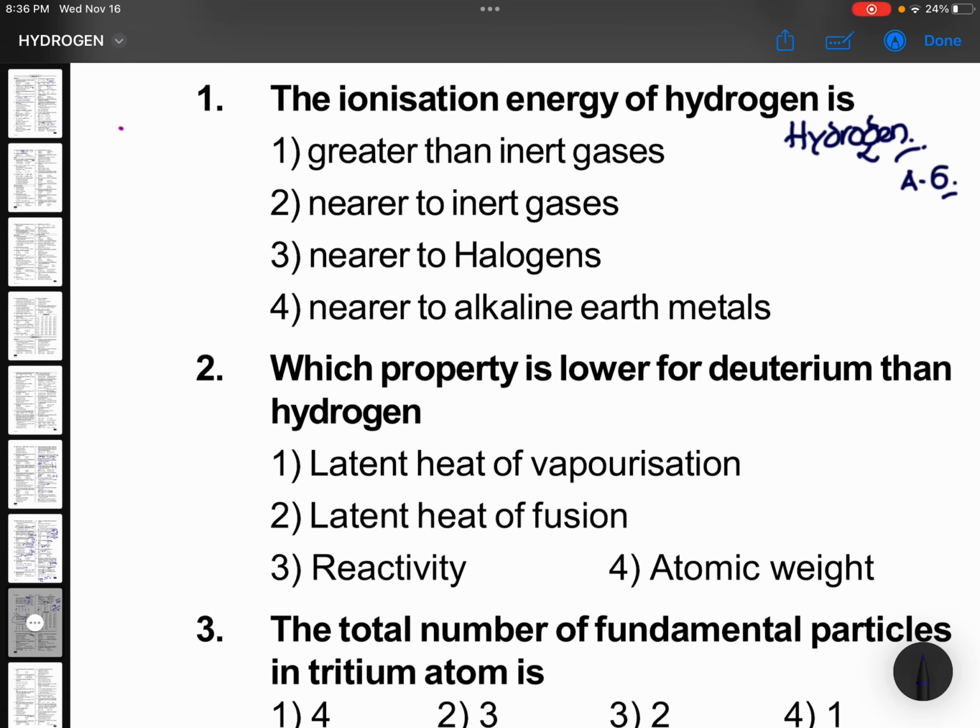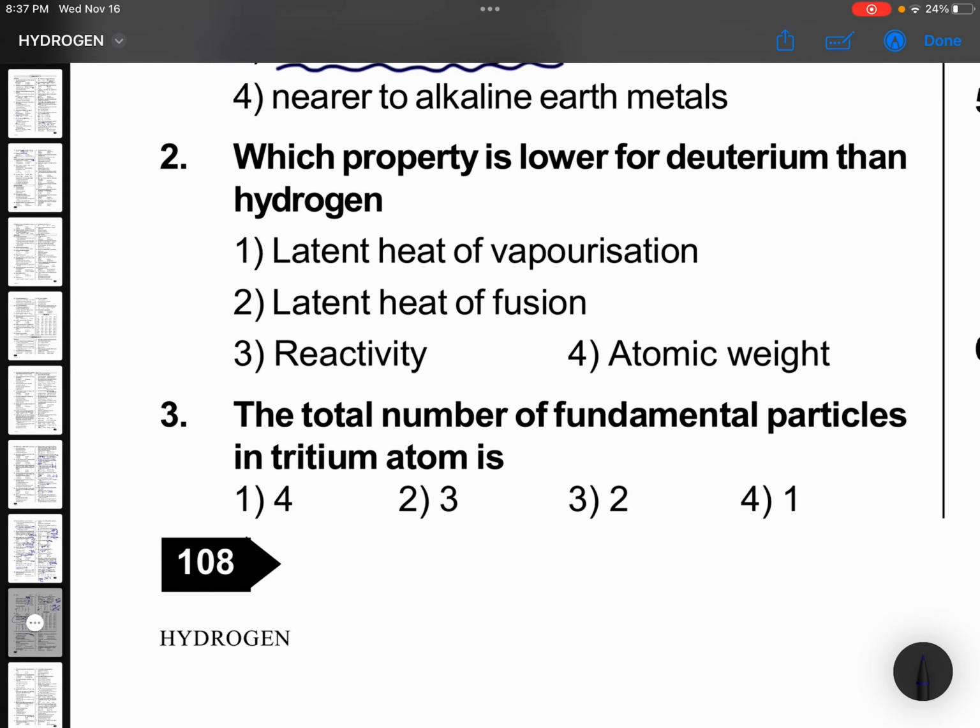Hydrogen topic, assignment 6. The ionization energy of hydrogen is nearer to halogens. This is the reason you can keep hydrogen along with halogens also. Which property is lower for deuterium than hydrogen? One is reactivity. Second, if you want to take, you can take abundance also. Hydrogen is more abundant than deuterium.